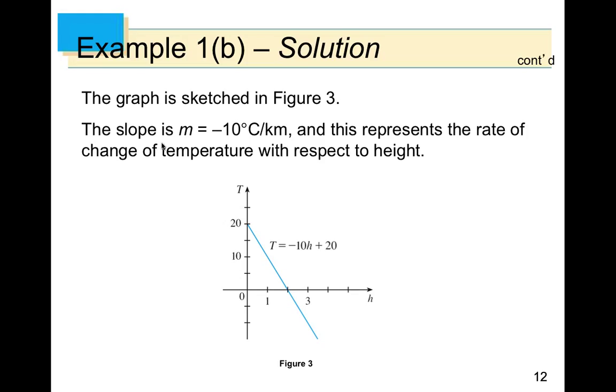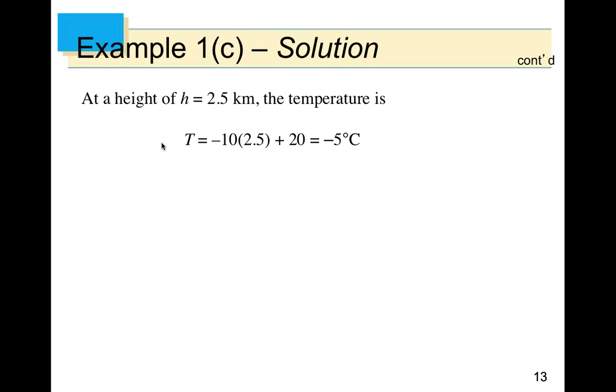So I can look at this model and start to predict at specific heights what specific temperatures will be. So we're going to establish, at the height of 2.5 kilometers, what should the temperature be? We take the height and plug it into our function, and we can establish that T equals negative 10 times 2.5 plus 20, which gives us a final temperature of 5 degrees Celsius.